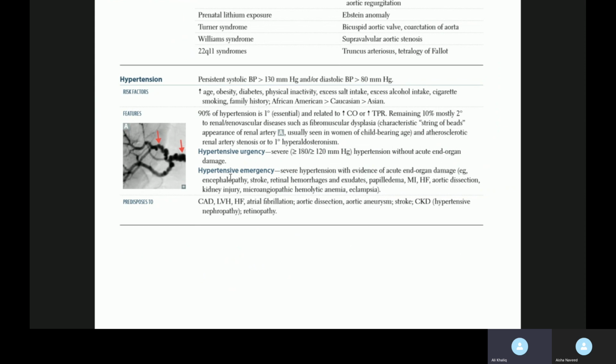And what is persistent diastolic hypertension? The definition simply is when the diastolic pressure is more than 130. This is called hypertensive crisis or persistent diastolic hypertension. You should know these definitions. They will just simply ask you the diagnosis or what's going on.